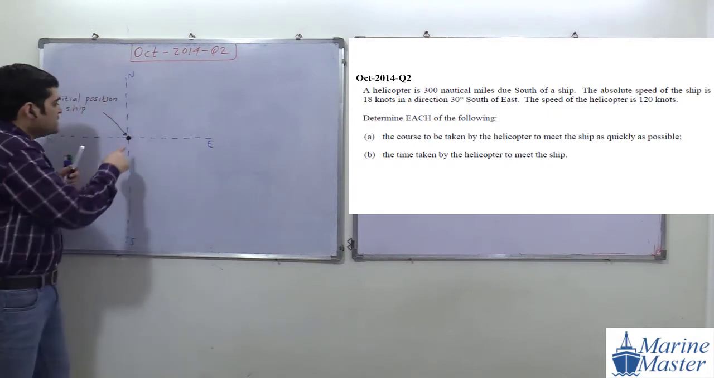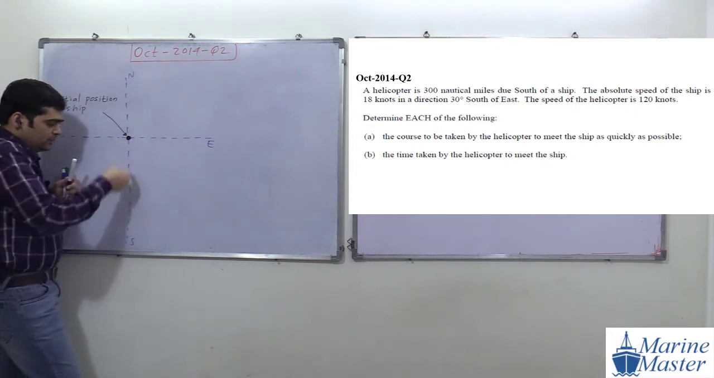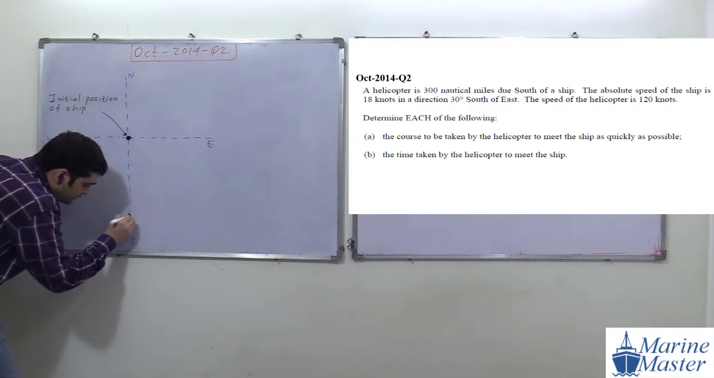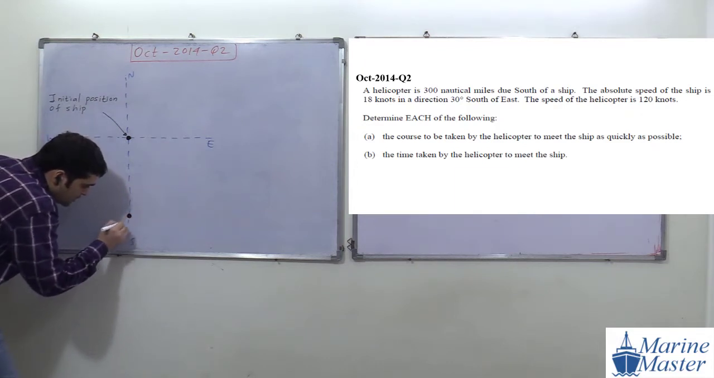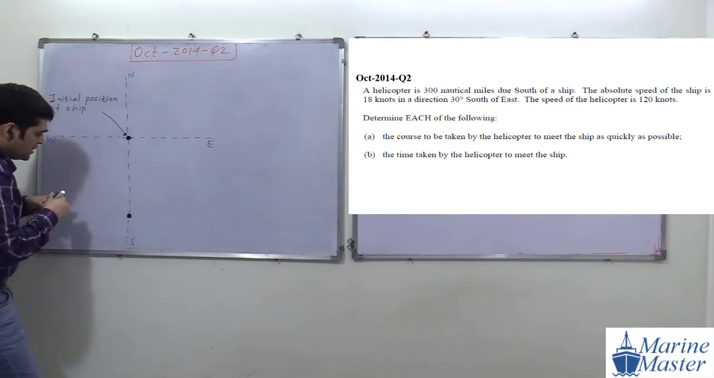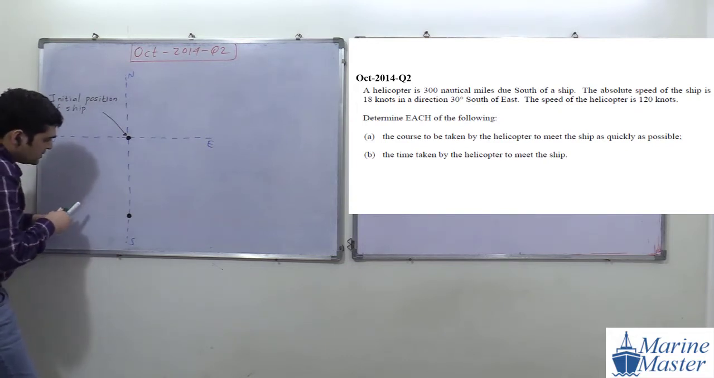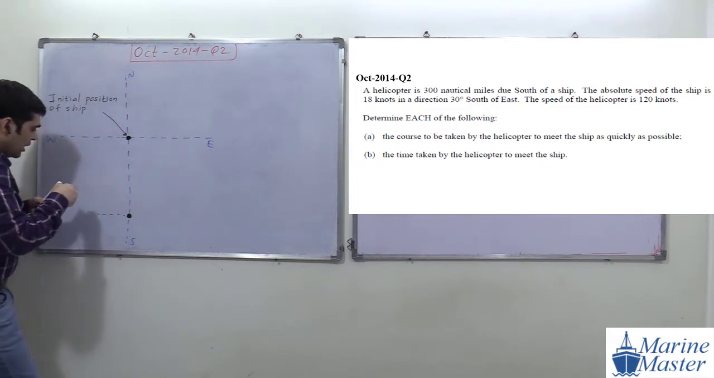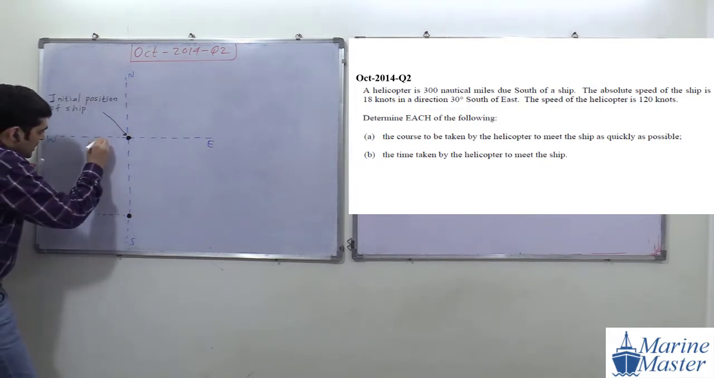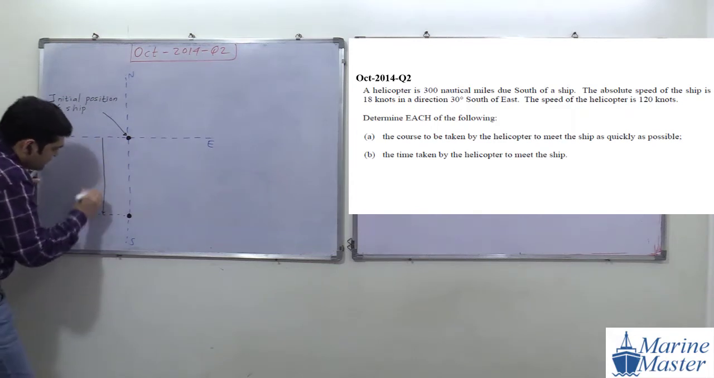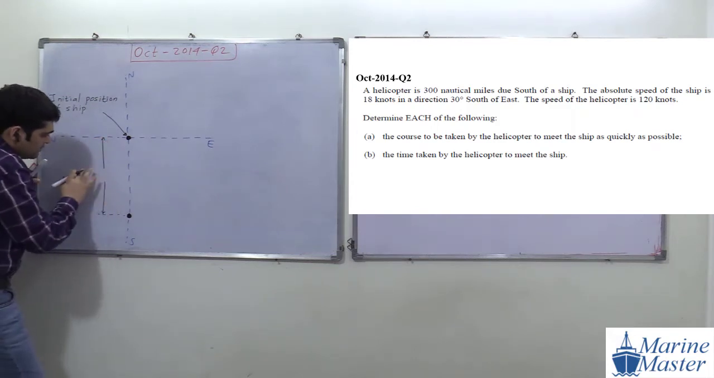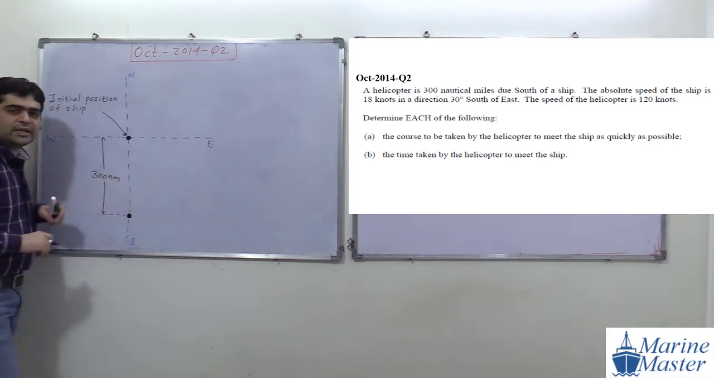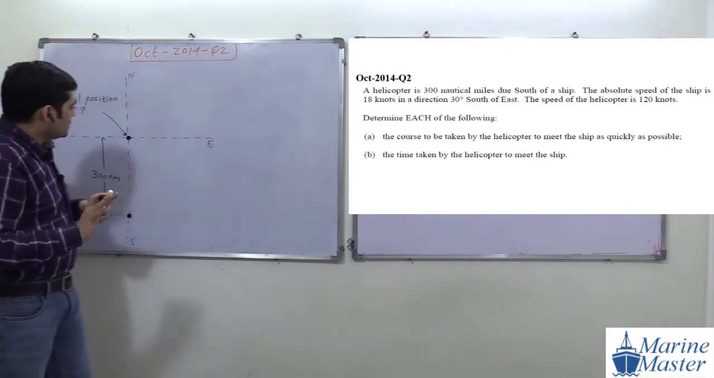Means if this is the ship position, with respect to the ship position the helicopter is in the due south position. At how much distance? This distance is how much they have mentioned in the question? 300 nautical miles. NM means nautical miles, for us.